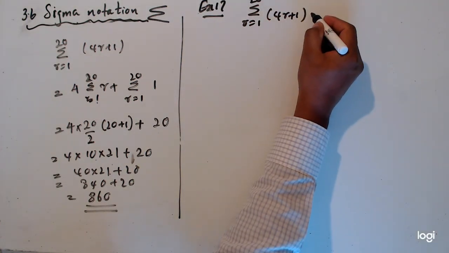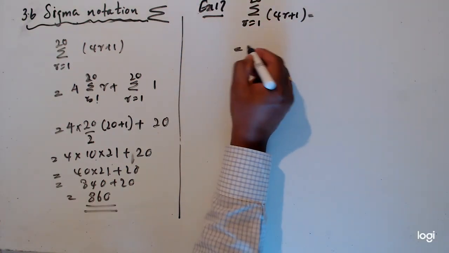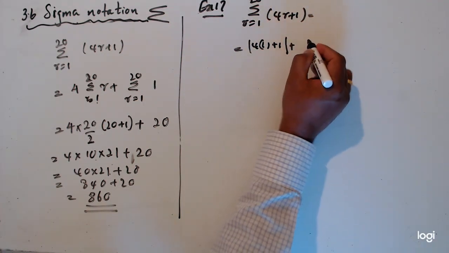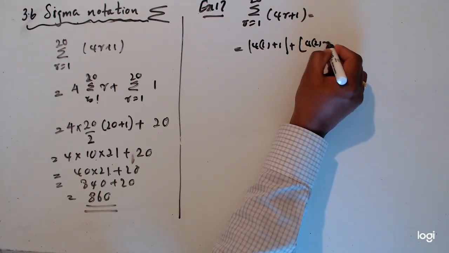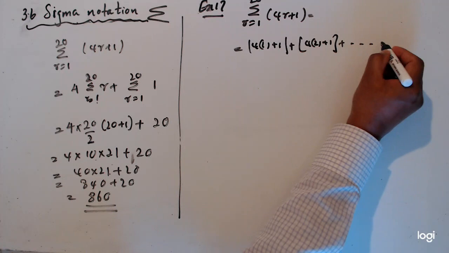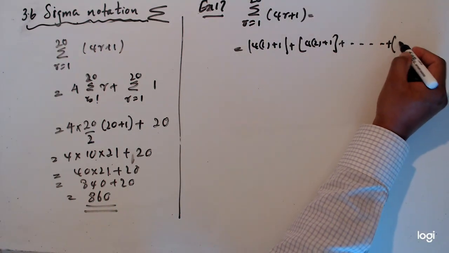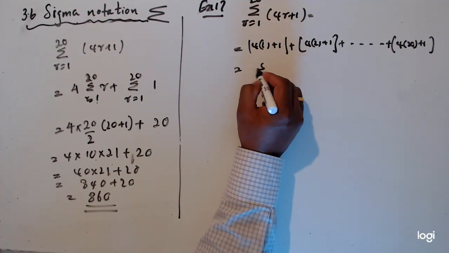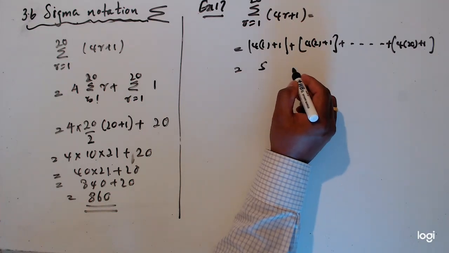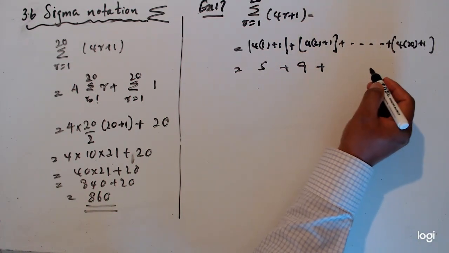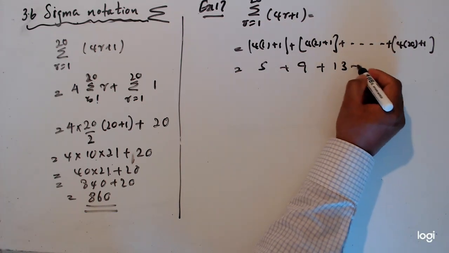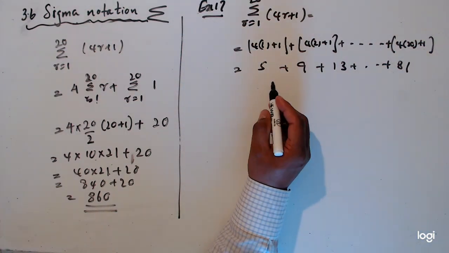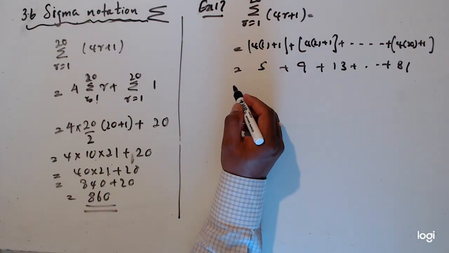When r equals 1, we'll write the series: r equals 1 gives 4 times 1 plus 1, that is 5; r equals 2 gives 9; then 13, plus dot dot dot, up to r equals 20, which is 81. Now we have to work out the addition after 20 terms.